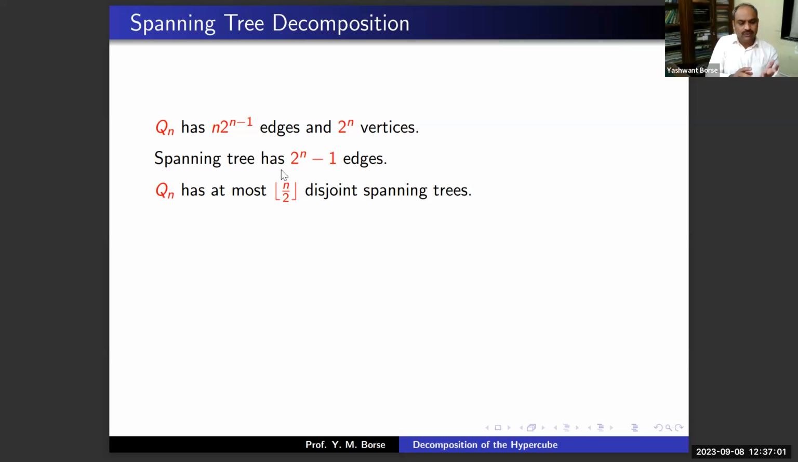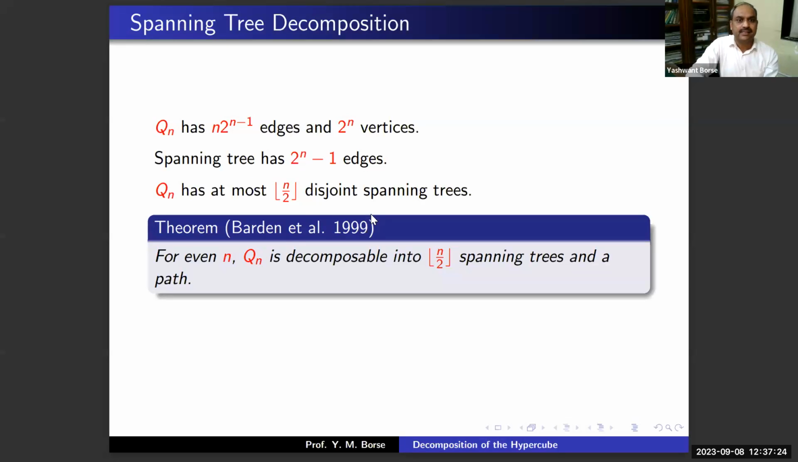Now spanning tree decomposition. We have seen a tree with n edges, a tree with 2 raised to n minus 1 edges, and now a spanning tree with 2 raised to n vertices. So Qn can have at most n by 2 disjoint spanning trees. This comes from the number of vertices and edges of a spanning tree. So Barden in 1999 proved that Qn is decomposable into n by 2 spanning trees and one path. Yes, every time minus 1 is there.